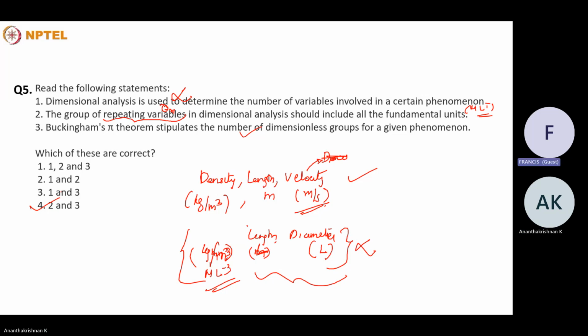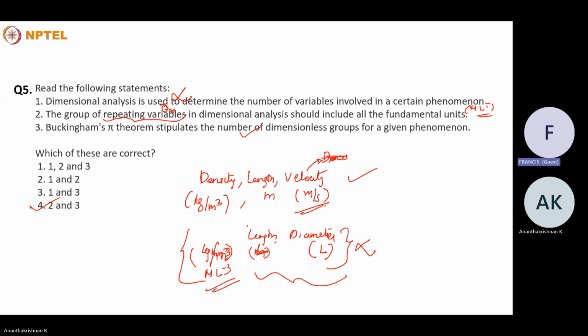So the pi variable means it will be dimensionless. Yes, it is dimensionless. In several cases, they will be dimensionless, and we can develop a relationship between all the three pi units. So we can write pi1 equal to a function of pi2, pi3. Like that, we can write.